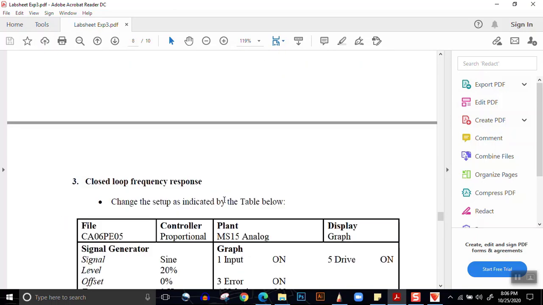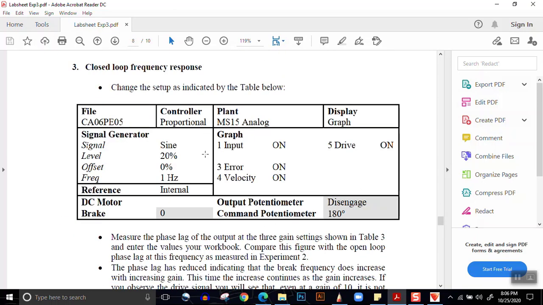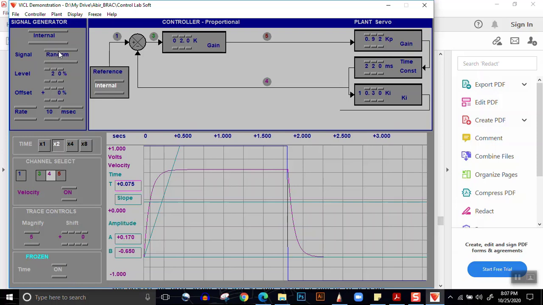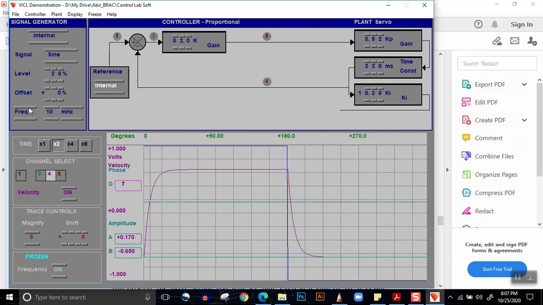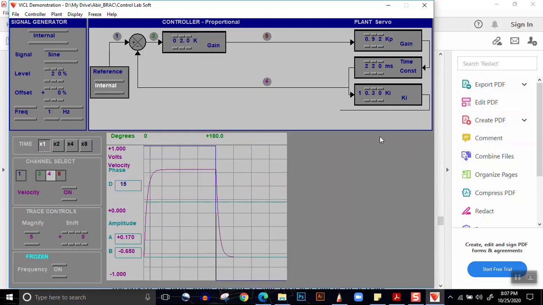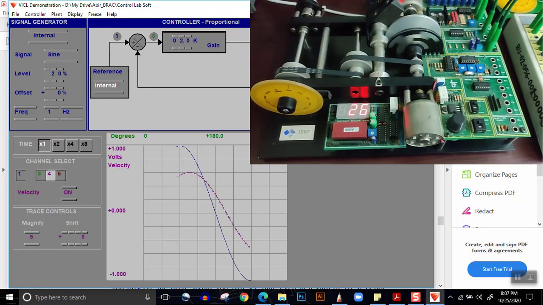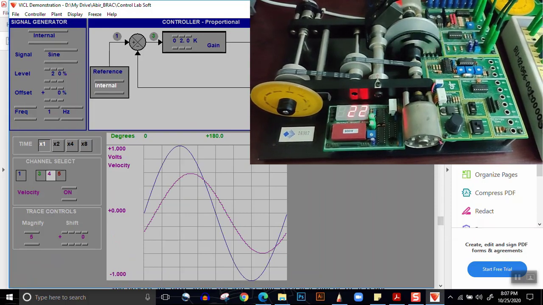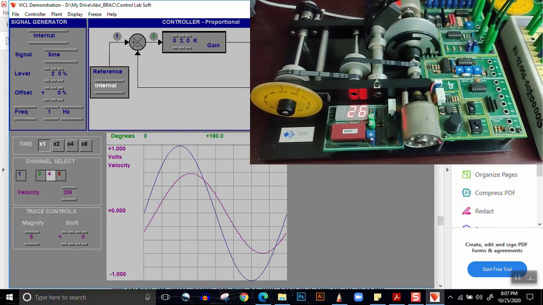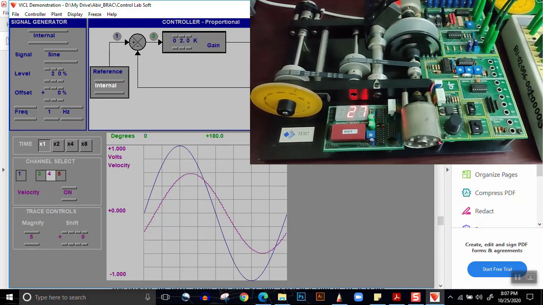So we go to the setup. This is our setup. Level is 20%. Input is sine. Frequency is 1 Hertz. So we go here. Level is 20%. We turn the input into sine, and the frequency here is rate. We can click here to change it to frequency, and we change it to 1 hertz. If you look at the right top corner, you'll see how the velocity is shifting very fast. And you'll also see the effect of braking in here as well.